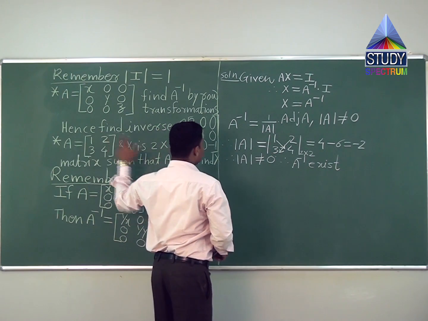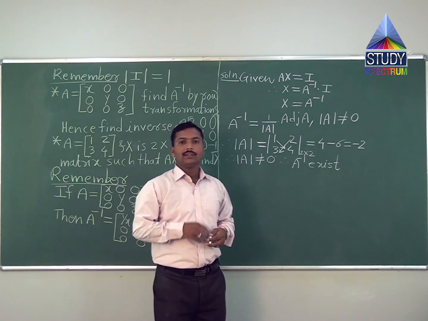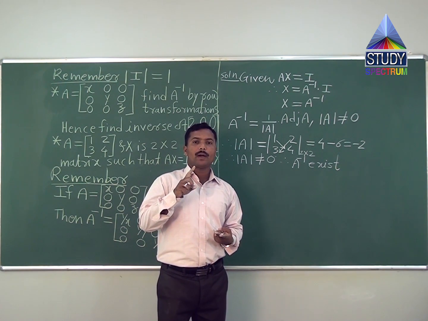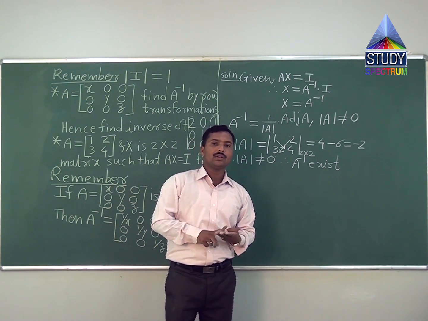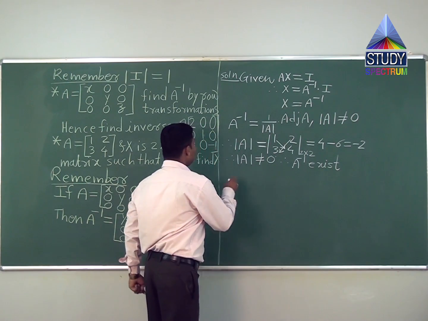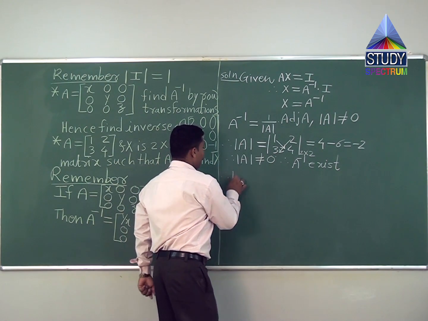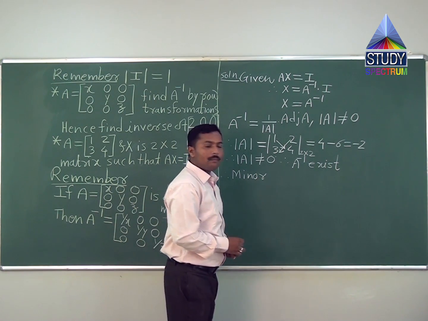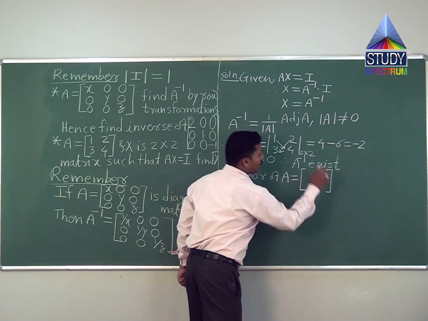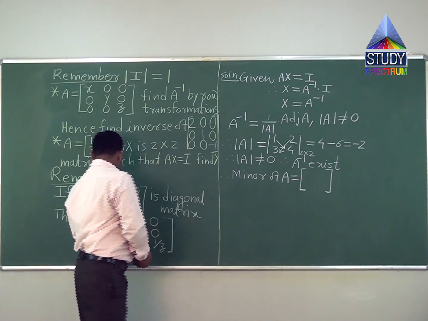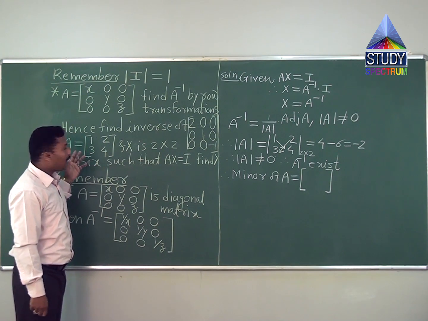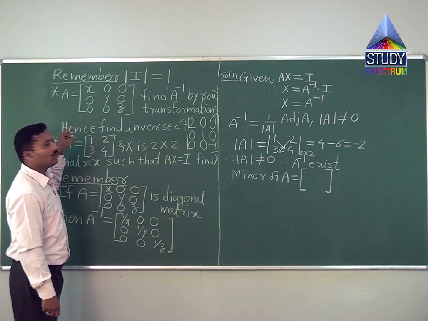Again we find the adjoint of A. For the adjoint of A there are three steps. First, we find the minor of the given matrix. Second, we find the cofactors of the given matrix. Last, we find the transpose of the cofactor matrix, which means the adjoint of A. So first we find the minor of matrix A. What is the minor? The minor of a number is the determinant obtained by deleting the row and column passing through that number.